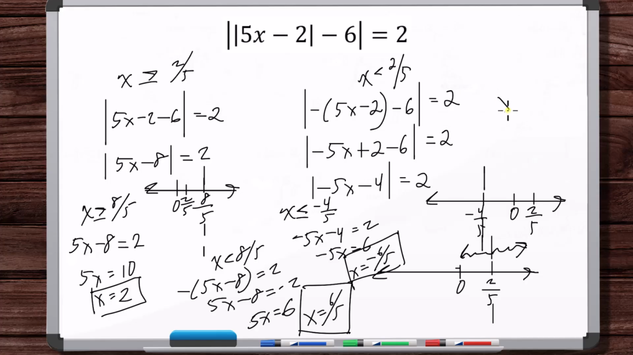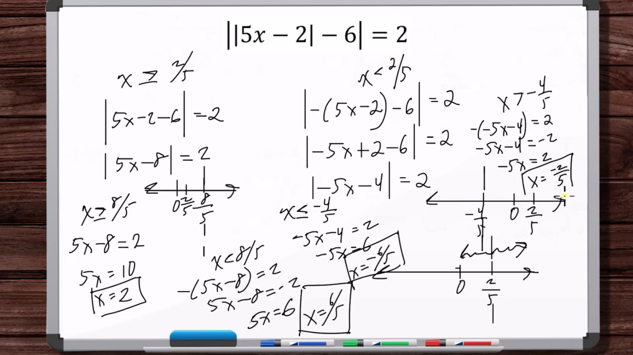Okay, now what about when x is greater than minus 4/5? Remove the absolute value, put a minus, is equal to 2. Multiply both sides by -1. Add 4 to both sides. Minus 2 plus 4 is 2. Divide both sides by -5. Minus 2/5 is greater than minus 4/5, and it's less than 2/5. So this is a solution. So these are the 4 solutions.